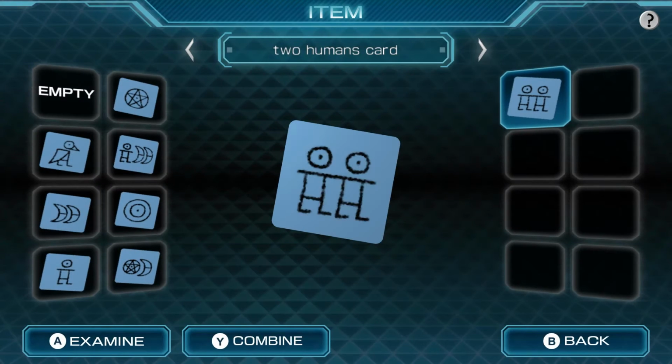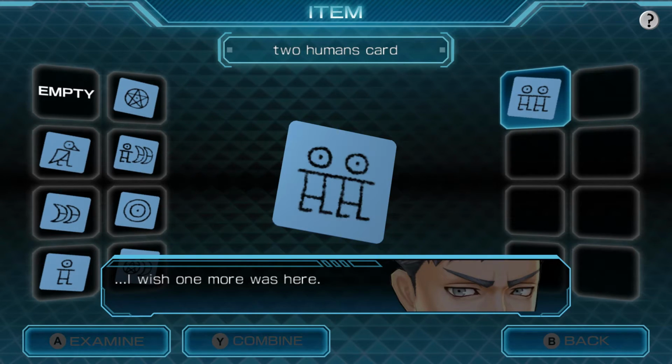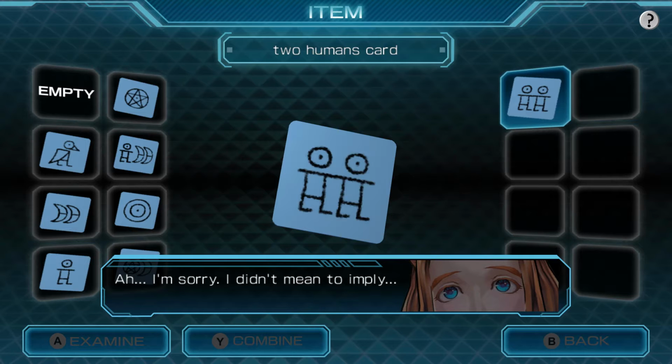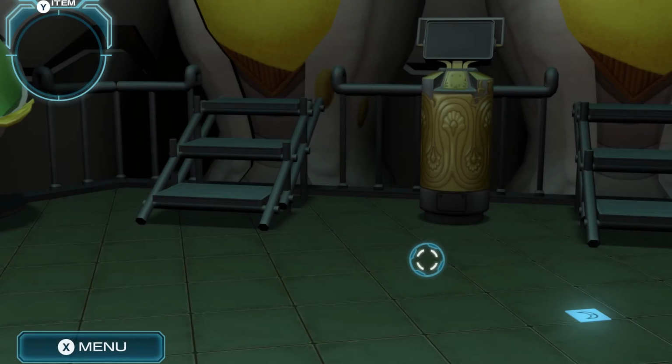It's another card. Is this why they have so many stupid squares in the items menus just for this card game? Looks like two people next to each other. Just like the two of us right now. I wish one more was here. I'm sorry, I didn't mean to imply... But you did.